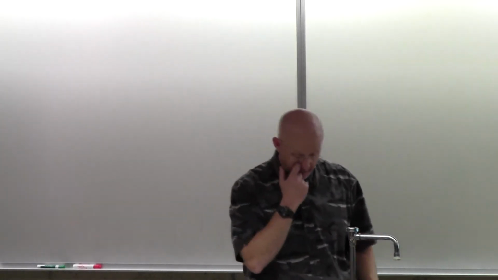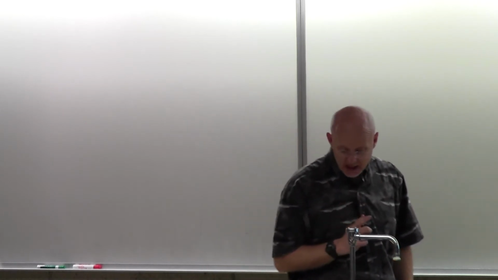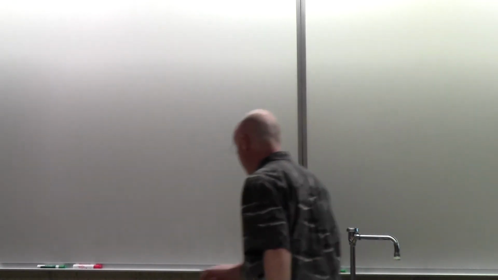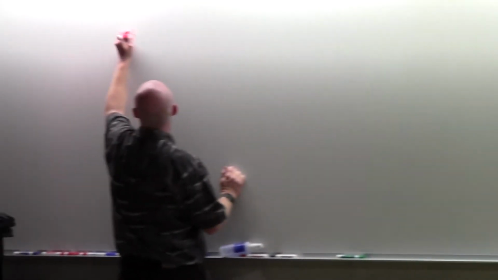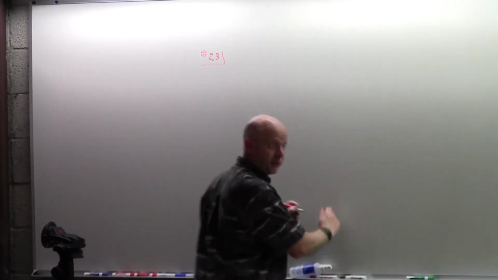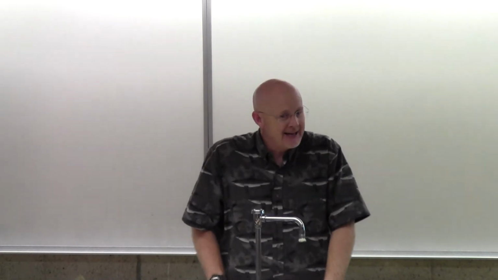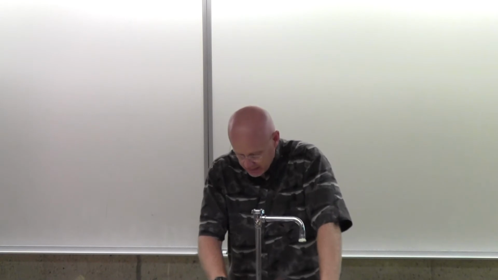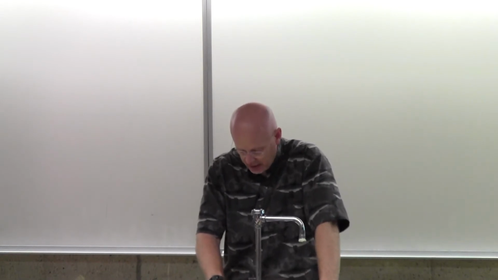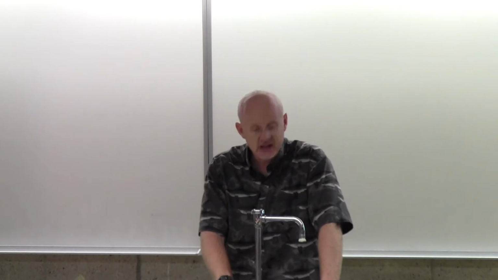Oh, sorry. Chapter 21. Problem number 23 says the following here. Maybe I'll just start by putting the number here on the board. Number 23 says a 4-liter sample of diatomic ideal gas is confined to a cylinder and is carried through a closed cycle. Now, let me stop there. Closed cycle. What do they mean by that?